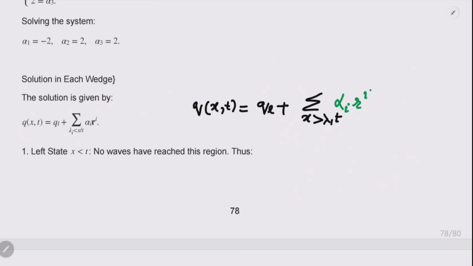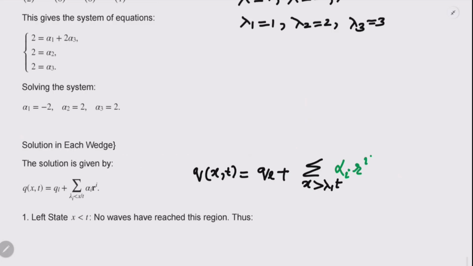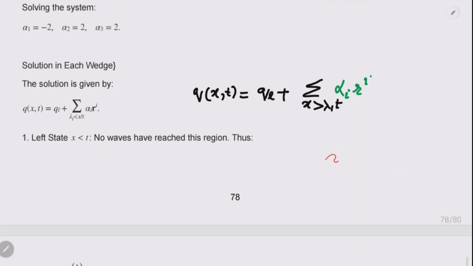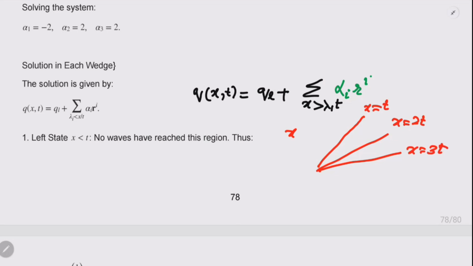So that's how we solve the problem. Now, as we saw, we have three waves. One is x is equal to t, this is x is equal to 2t, and this is x is equal to 3t. This is for x less than t.